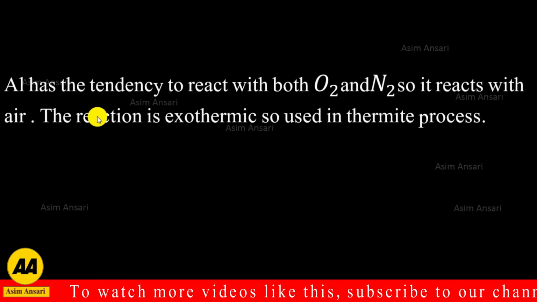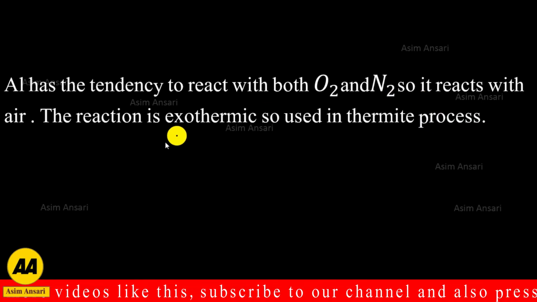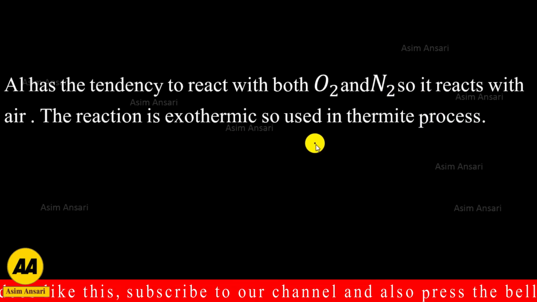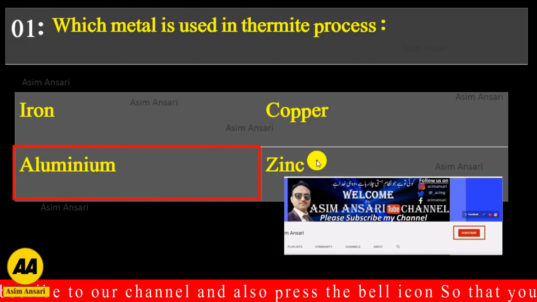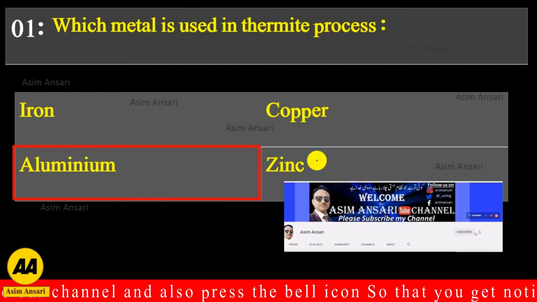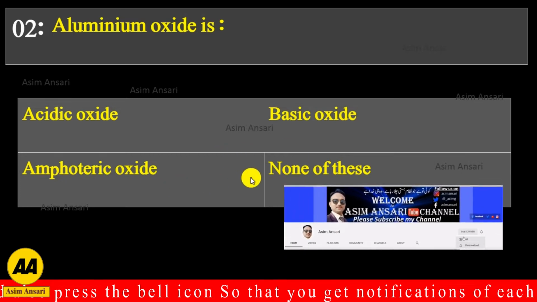Aluminium has a tendency to react with both oxygen and nitrogen gas, so it reacts with air. The reaction is exothermic, so it is used in the thermite process. So the exact answer is aluminium. Which metal is used in the thermite process? Aluminium.